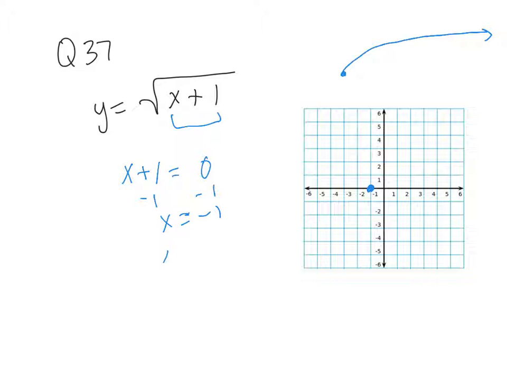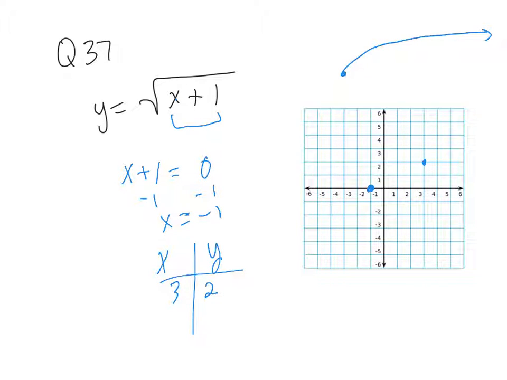And if we want to put another point on the graph, I would pick a number that's going to give us a perfect square. So if I plug in 3 for x, I would have 3 plus 1 is 4, and the square root of 4 we know is 2. So then when x is 3, y is 2.